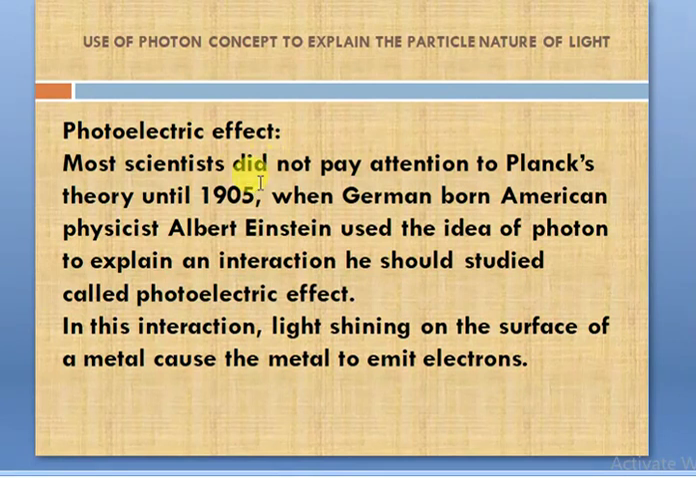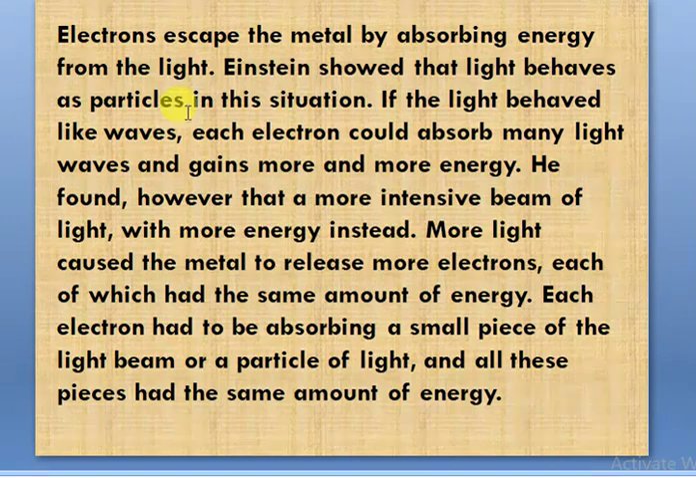Now, most scientists did not pay attention to Planck's theory until in 1905, when the German-born American physicist called Albert Einstein used the idea of photon to explain an interaction he studied called photoelectric effects. In this interaction, light shining on the surface of a metal causes the metal to emit what? Electrons. Now, electrons escape the metal by absorbing energy from the light.